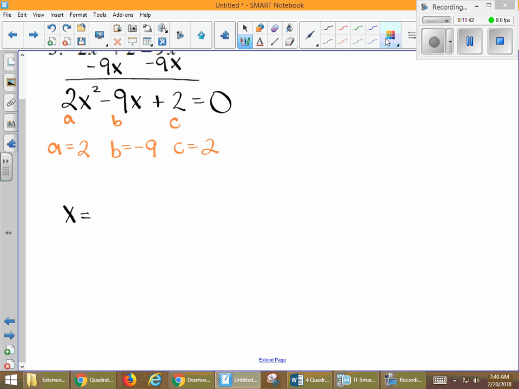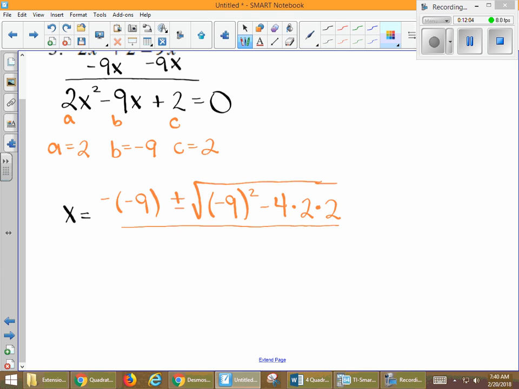We're going to do the opposite of b, so -9 plus minus the square root of b squared, and our b is -9, minus 4 times our a is 2, our c is 2. Whole big divide sign goes under everything. 2 times, and our a is 2. That's all plugged into our formula.